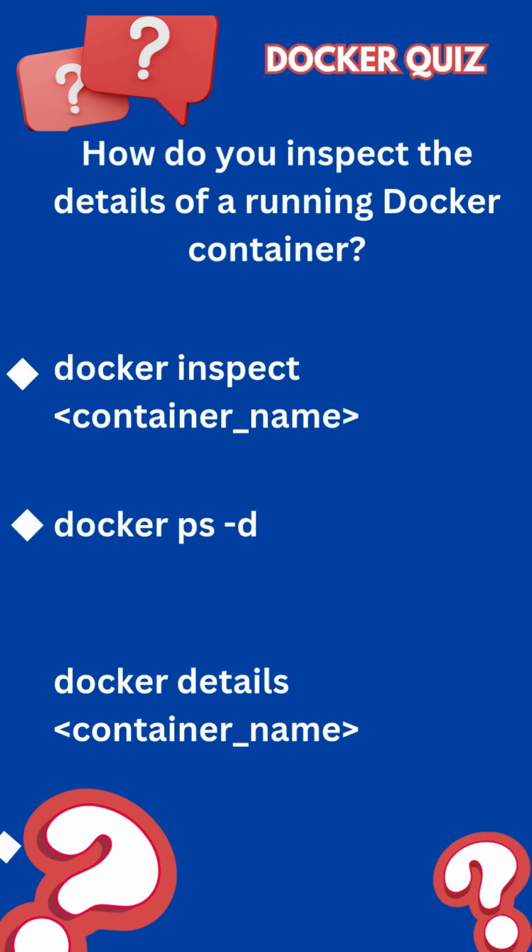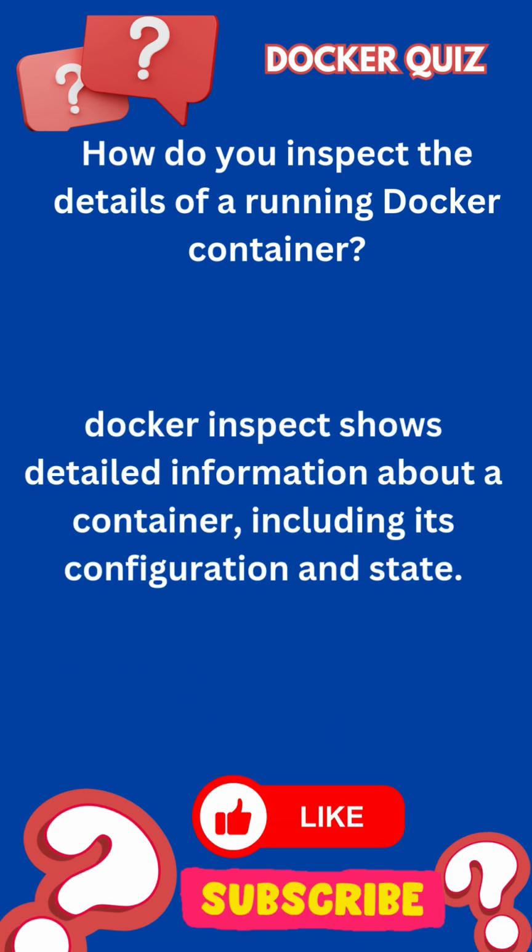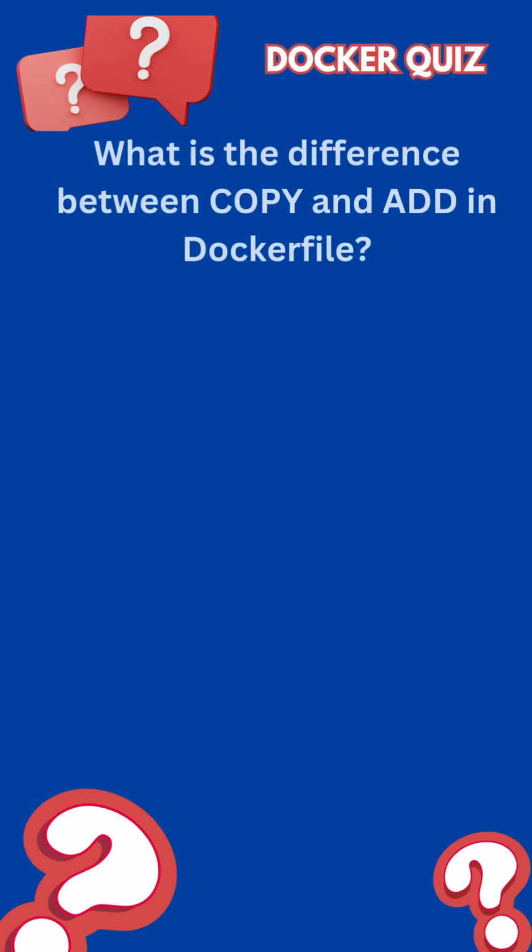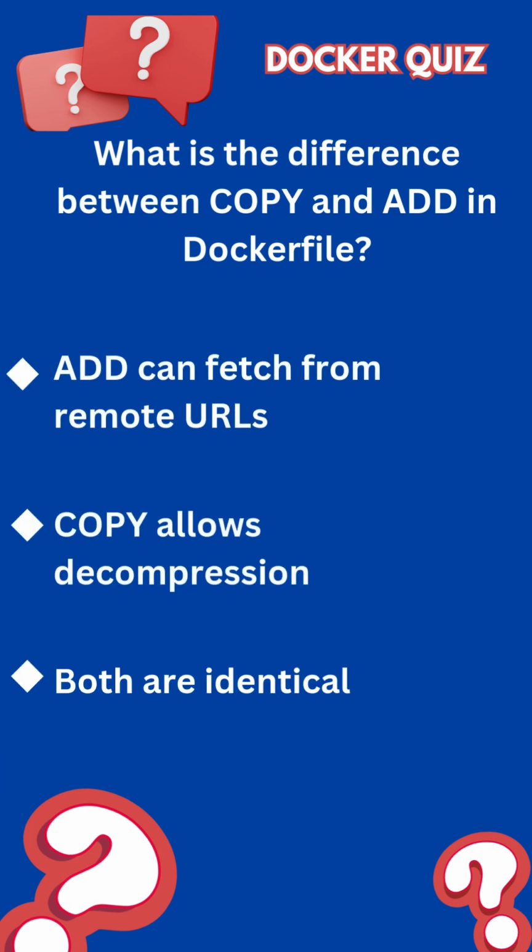How do you inspect the details of a running Docker container? What is the difference between COPY and ADD in a Dockerfile?